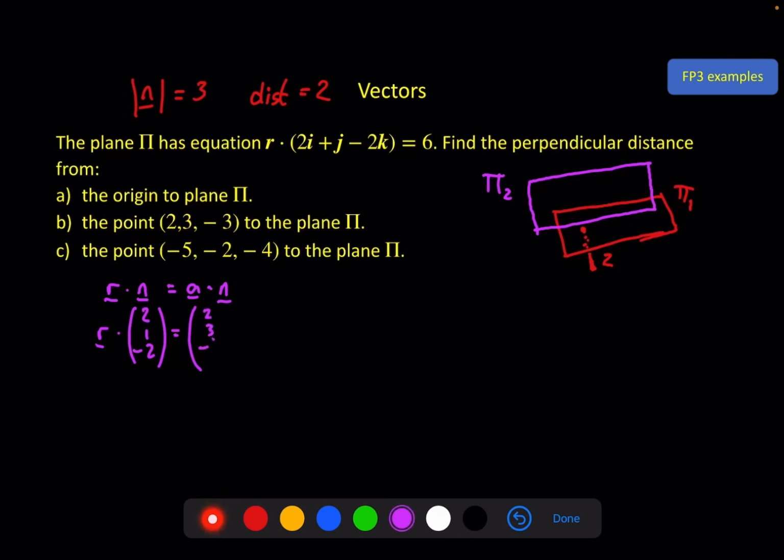So (2, 3, minus 3) dot n, which is still (2, 1, minus 2). So that's 4 plus 3 plus 6 gives me a p of 13. And because I've used the same normal for both planes, the magnitude is still 3. So straight away from there I can write r dot n hat, dividing both sides by the magnitude, is 13 over 3. That now is d, the distance from the origin to plane 2.